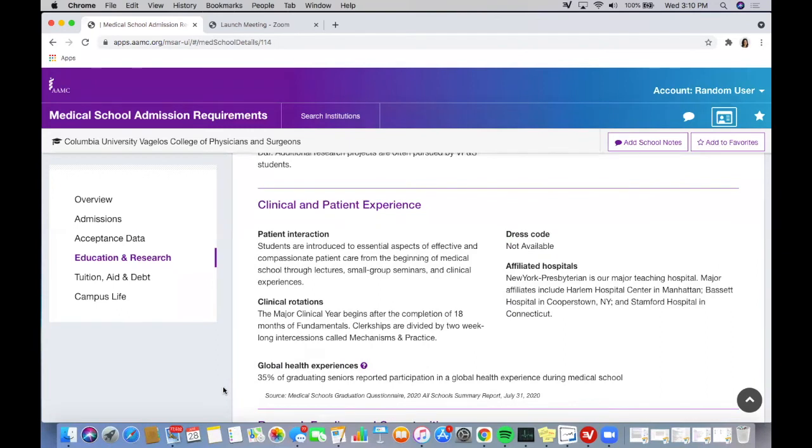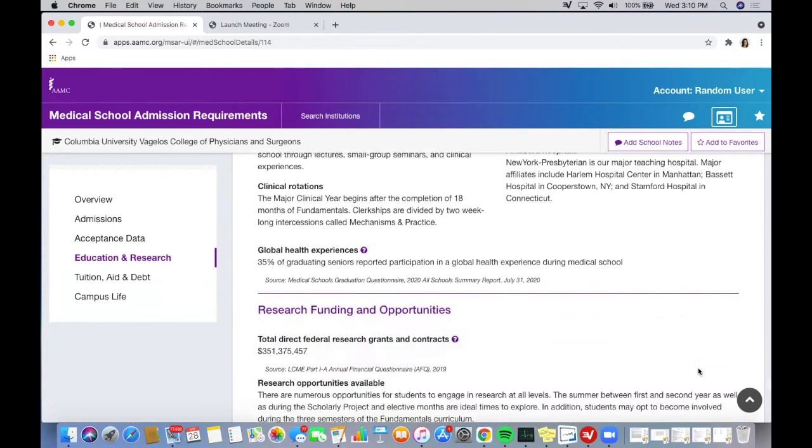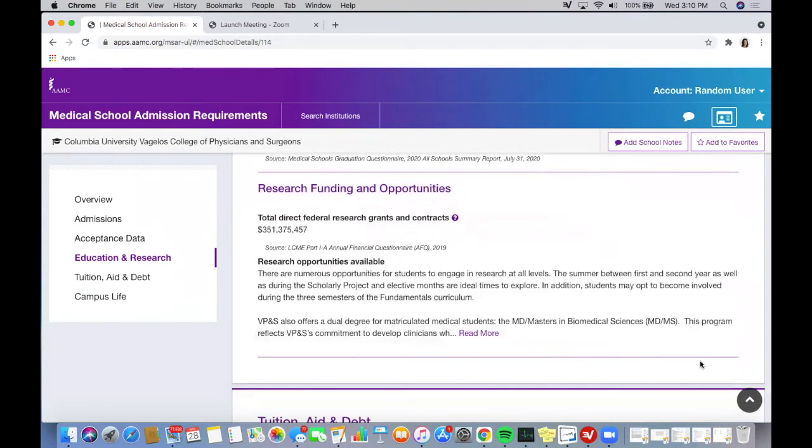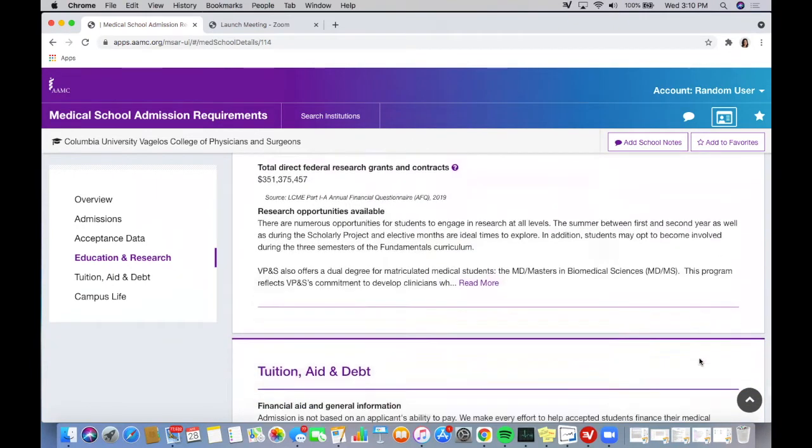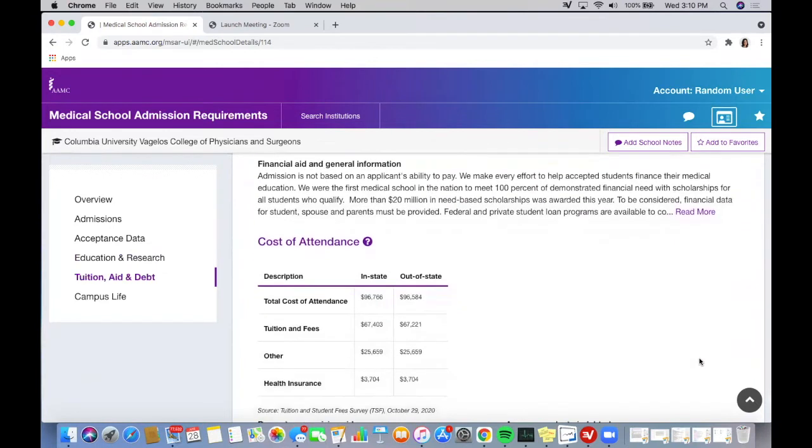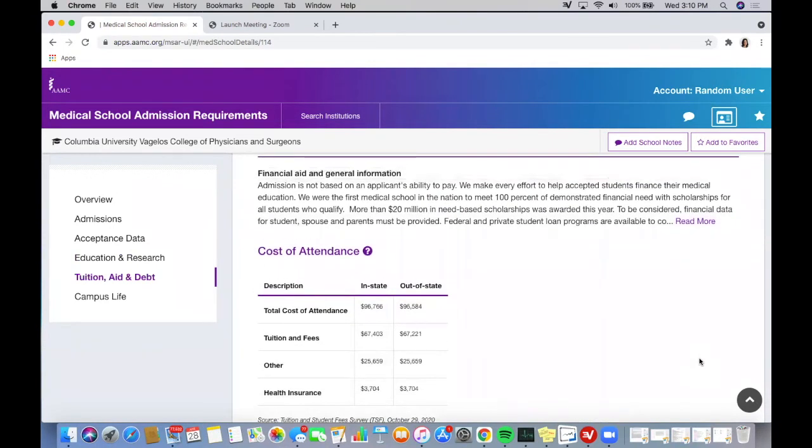So understanding where your major clinical rotations are going to be taking place, what the various clinical settings are, that's really important when deciding where you want to go to medical school. It's also really important when you're writing that "why this school" essay, because you want to mention that. Then there's going to be some information about research and funding, and finally, cost of attendance.